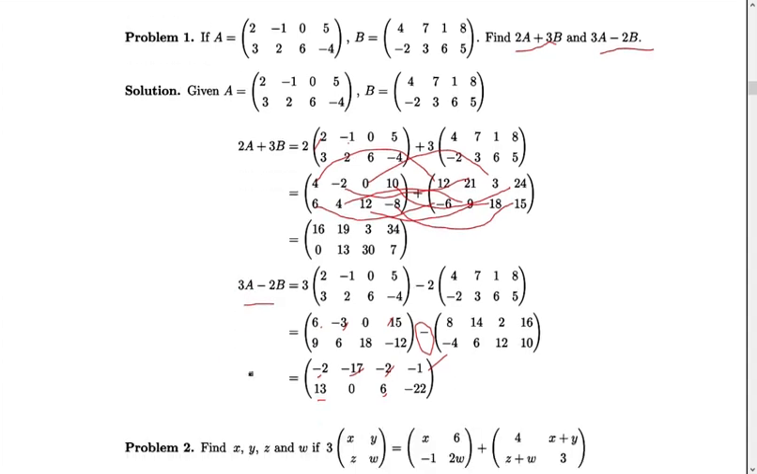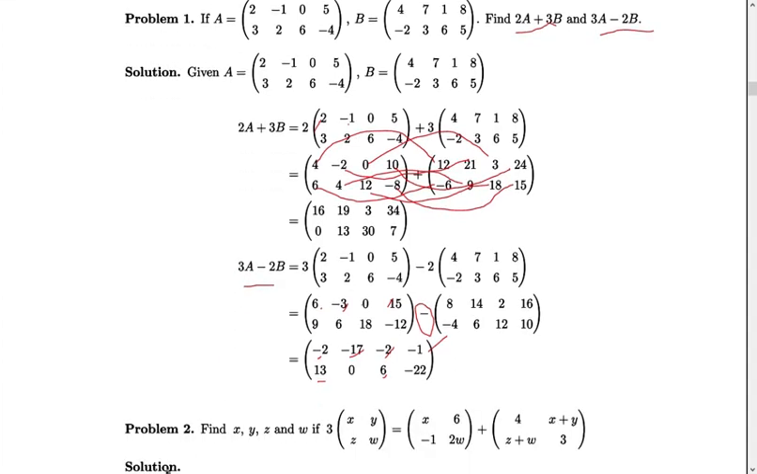Next problem: find x, y, z and w if 3 times the matrix [x y; z w] is equal to the matrix [x, 6; minus 1, 2w] plus [4, x plus y; z plus w, 3]. We have to find the values of x, y, z and w.